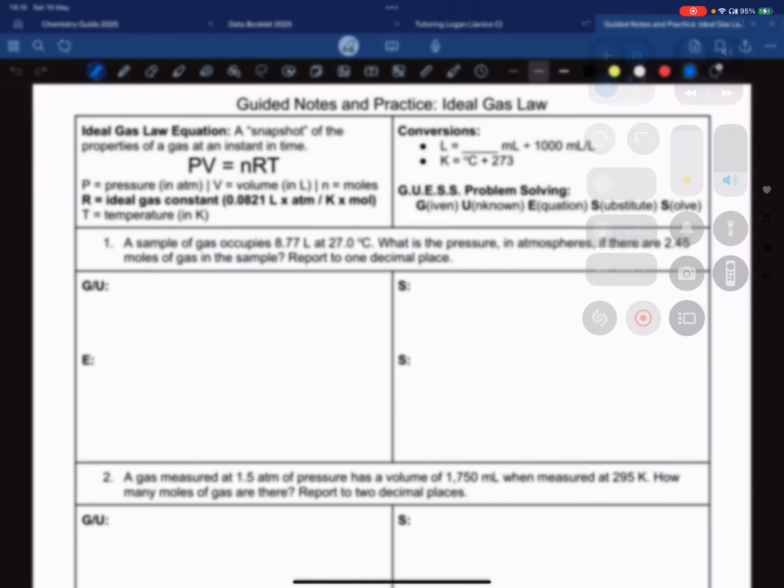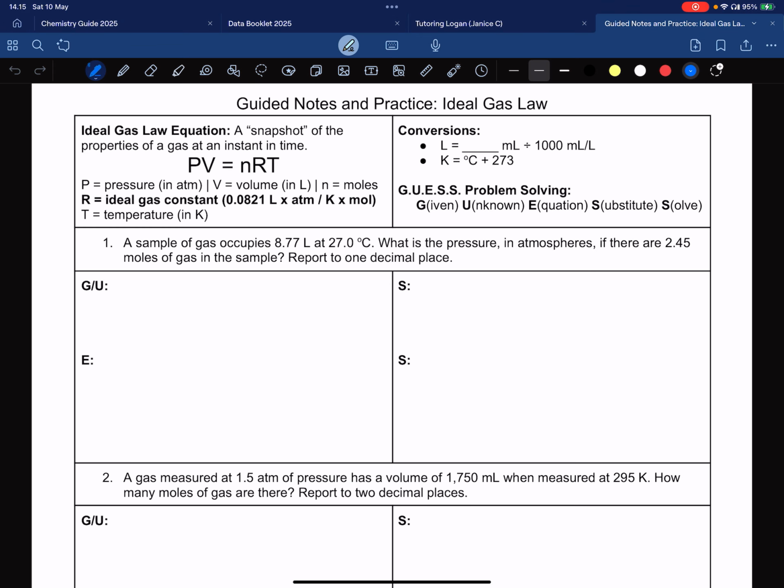Okay, folks, so before we were looking at the combined gas law, which was a before and after. So you always had a PI and a PF, and a VI and a VF, and a TI and a TF. Well, this is the ideal gas law, and an ideal gas law is actually a snapshot. So you're only going to have one of each thing: pressure, volume, moles, real gas constant, and temperature.